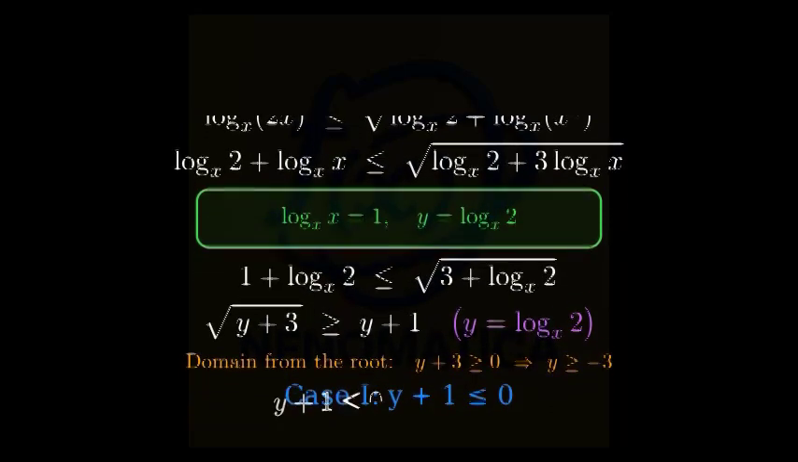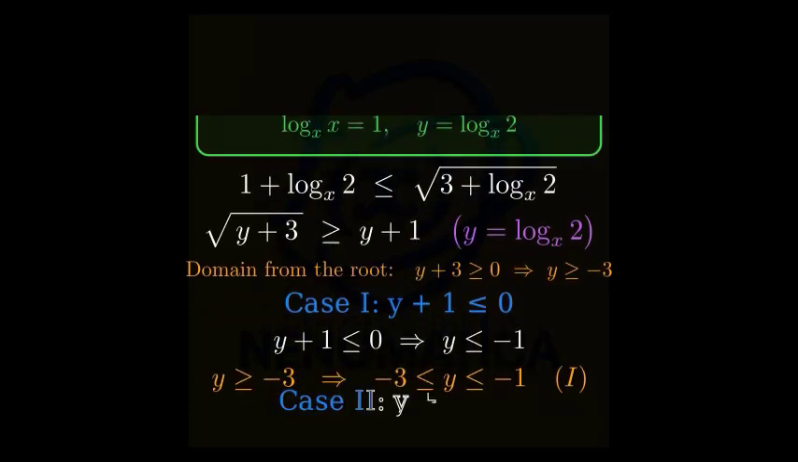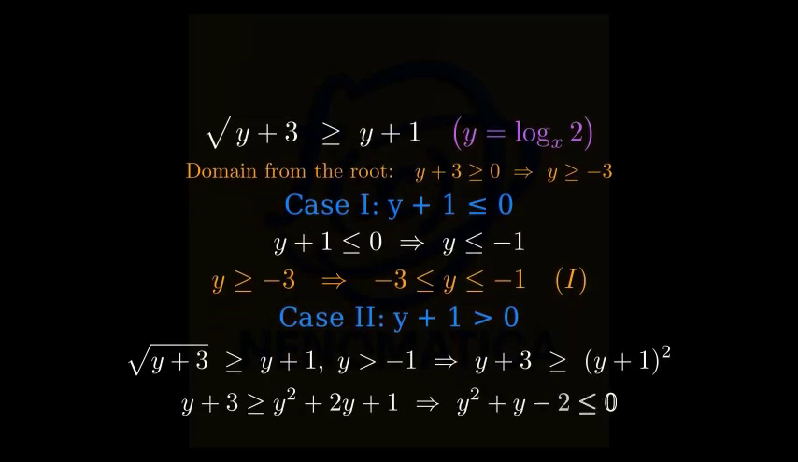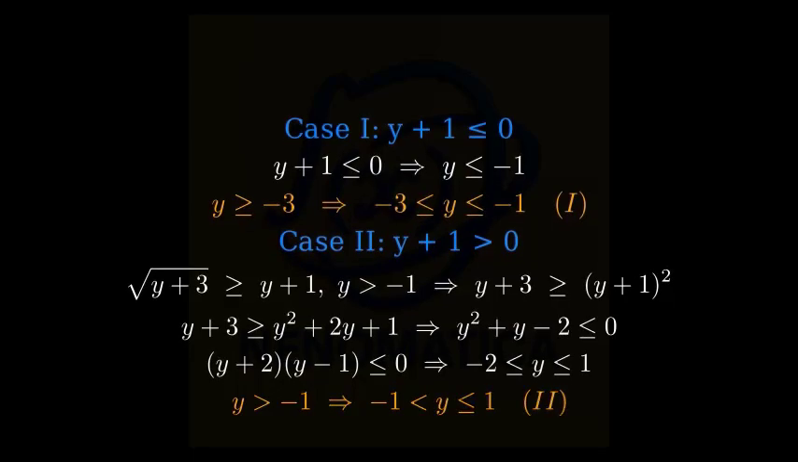Step 3. Case 1. Suppose y plus 1 is less than or equal to 0. Then y is less than or equal to negative 1. Combining with the domain y at least negative 3 gives the interval from negative 3 to negative 1. Step 4. Case 2. If y plus 1 is greater than 0, we can square both sides safely. That gives y plus 3 at least as large as the square of y plus 1. Move terms to one side to get a quadratic inequality.